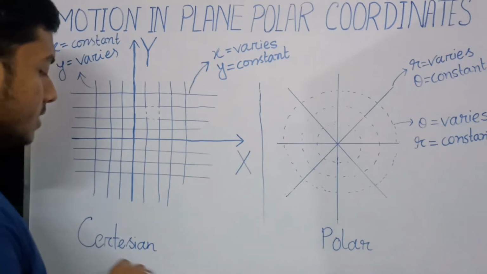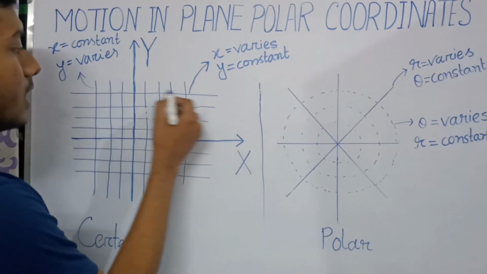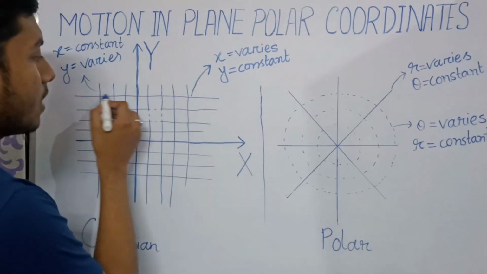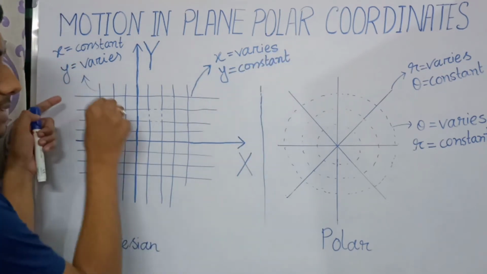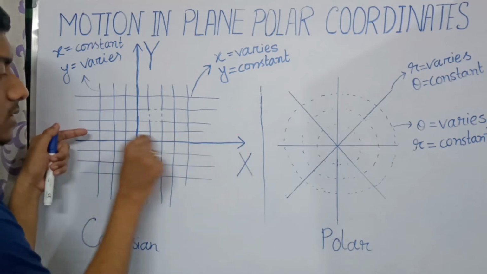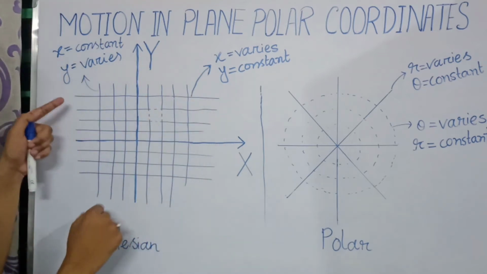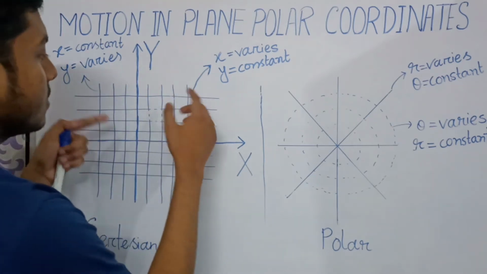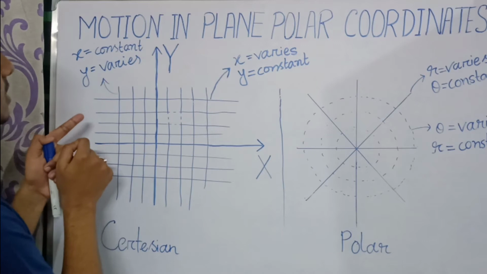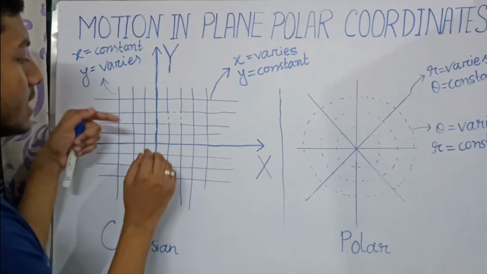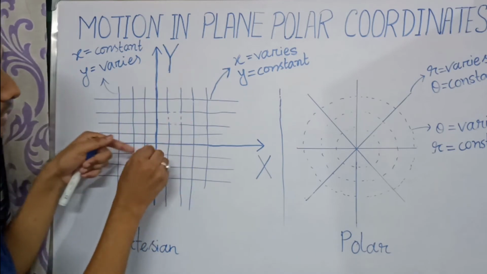So starting from the Cartesian coordinate system, we can see that along each of the horizontal lines, x always varies and y is constant. As it is the x-axis, x always varies along the horizontal lines and y is always constant. Similarly, along each of the vertical lines, x is always constant and y always varies. As you can see, y is always varying, but x is fixed.